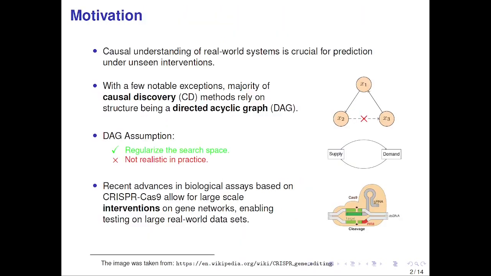Causal understanding of real-world systems is a crucial aspect of how we understand the world around us, and it's also crucial for prediction of these systems under potentially unseen interventions. With a few notable exceptions, the majority of causal discovery methods rely on the assumption that the underlying graph is a directed acyclic graph. That is, they don't allow for directed cycles.